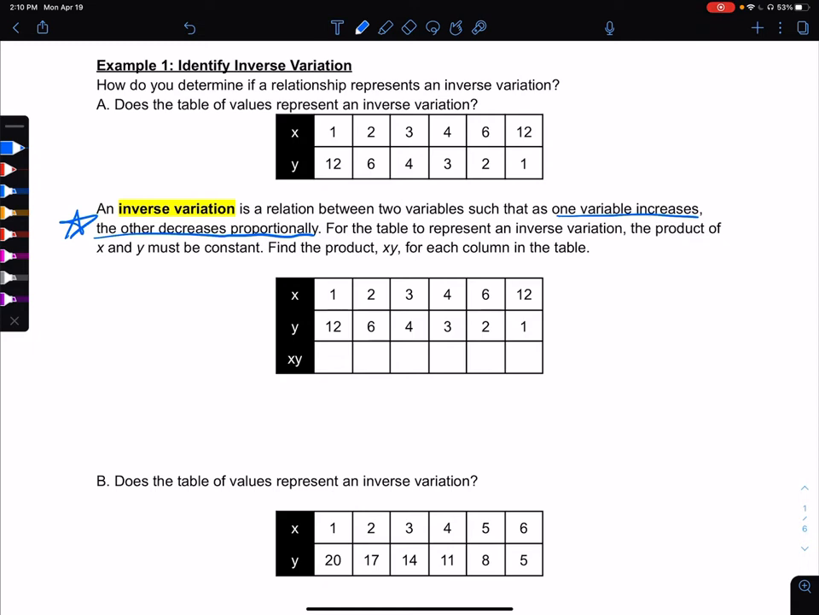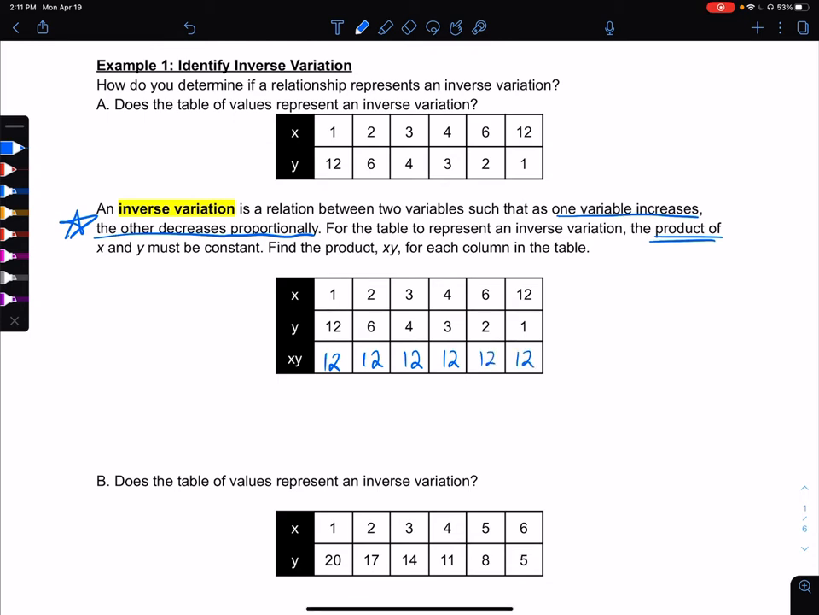For the table to represent inverse variation, the product, so we're looking at the product of x and y, must be constant. Find the product of x and y for each column in the table. So these are the same table, and all we're looking to do is multiply x times y. So 1 times 12 in this case would be 12. 2 times 6 is also 12. 3 times 4, 4 times 3, 6 times 2, and 12 times 1.